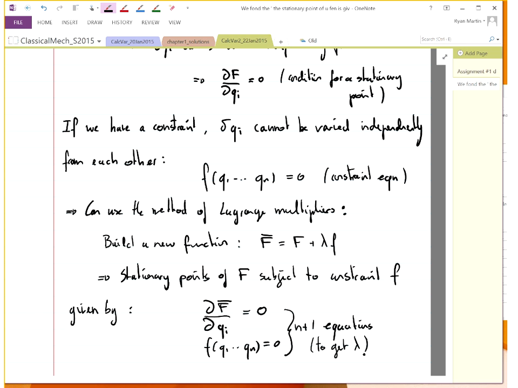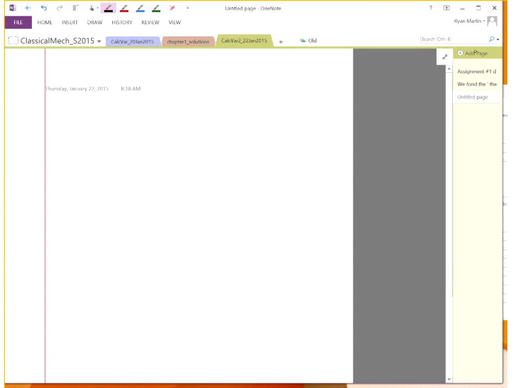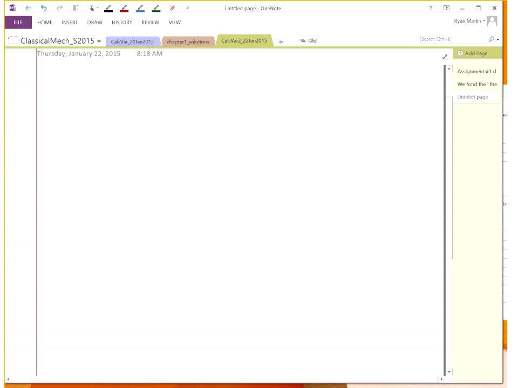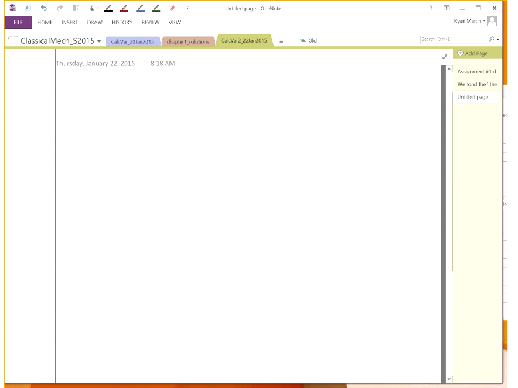So any questions about that material? It's rather formal without an example, so let's do an example. So this is example 2-3 in the notes.